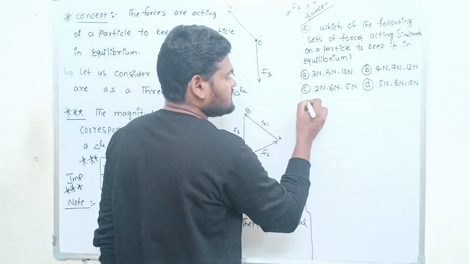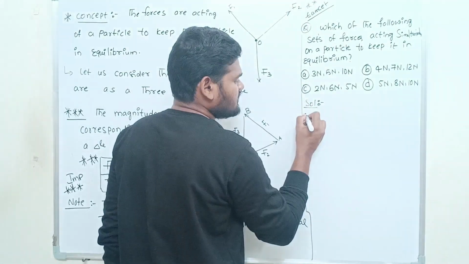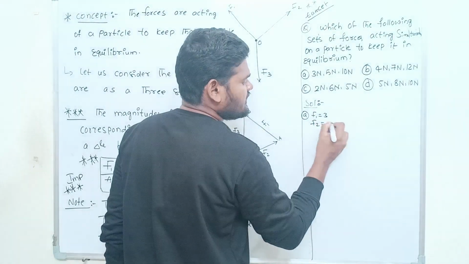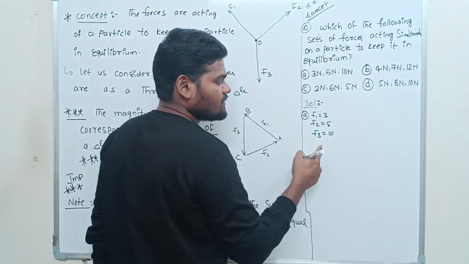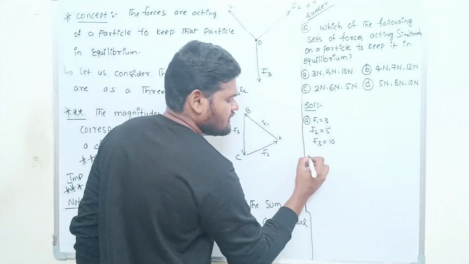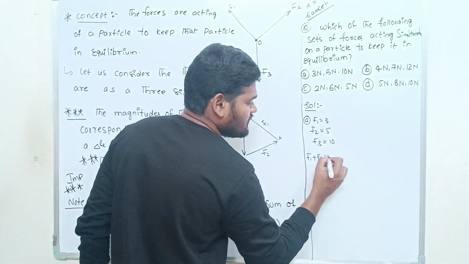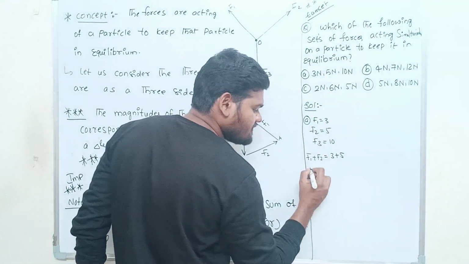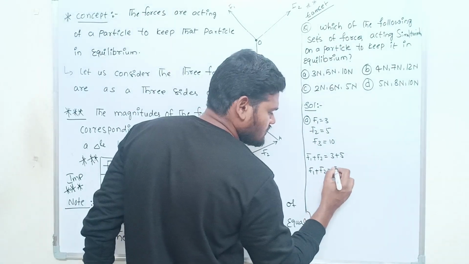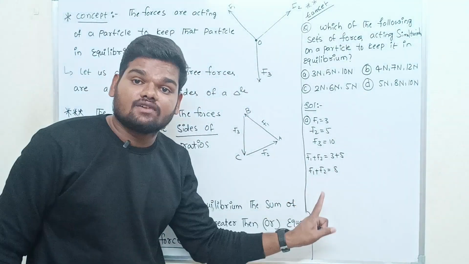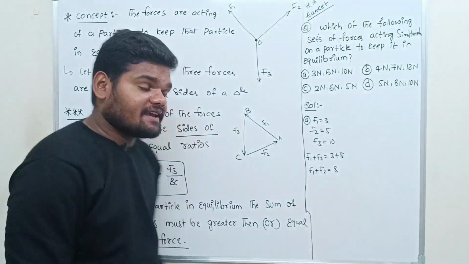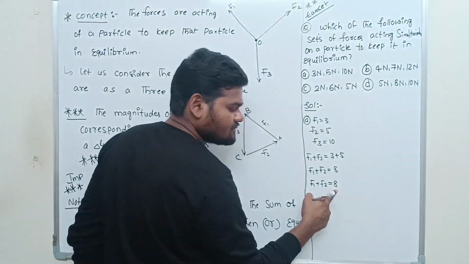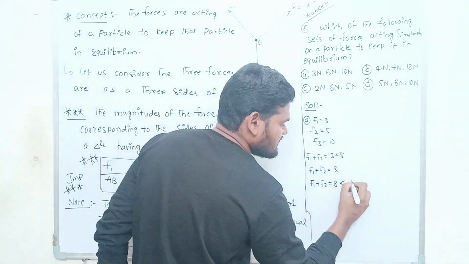Okay, solution. I'm taking the first option, that is A. F1 is equal to 3 newtons, F2 is equal to 5 newtons, and F3 is equal to 10 newtons. What we have to check? We have to add any two forces. I'm just adding F1 plus F2, which is 3 plus 5. We got the sum of two forces equal to 8 newtons. So F1 plus F2 is equal to 8 newtons, which is less than F3.